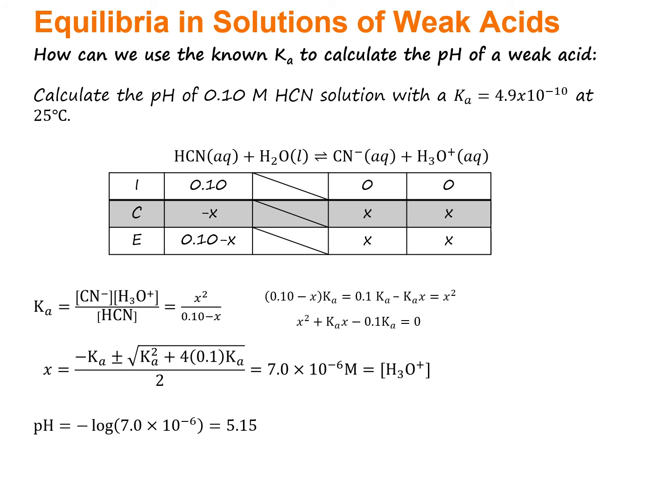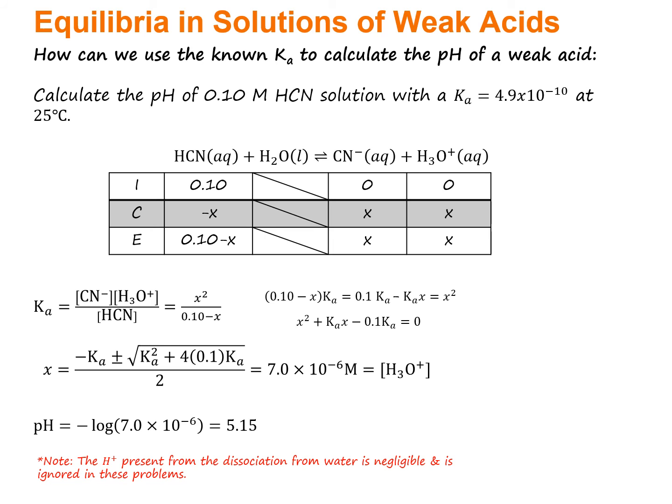That tells me I can figure out what the cyanide concentration is from that. It should be the same. And if I wanted to, I could also figure out what the HCN concentration is from this particular problem. And so finding the pH, we just end up with a minus log of 7 times 10 to the minus 6. That yields 5.15. It's a slightly acidic solution.